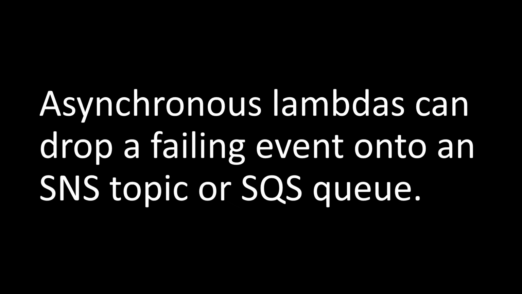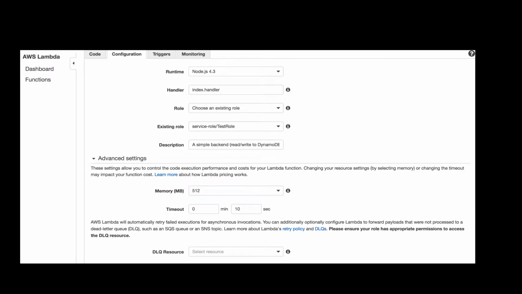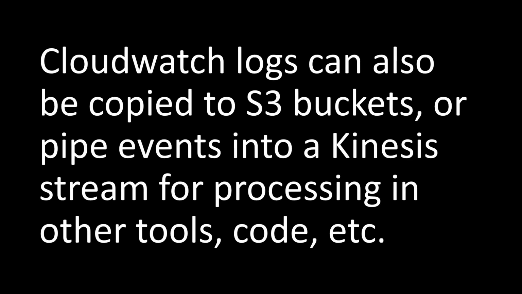You can actually bounce through an SNS topic to an SQS queue if you want. Either way, you set it up as part of the Lambda. Over in configuration, there's this DLQ, dead letter queue resource. You can set up an SNS topic or an SQS queue and just set it there. As I said, drop your CloudWatch logs into S3, and you can then process them elsewhere, or point a tool to it.